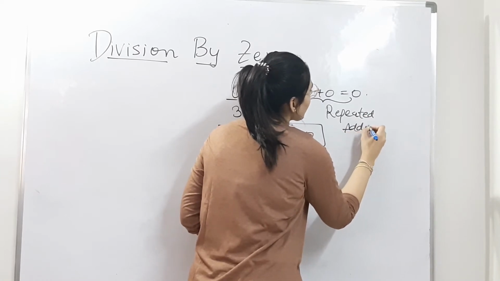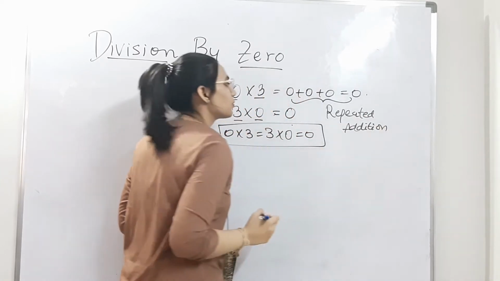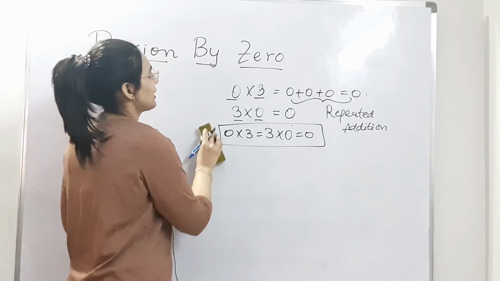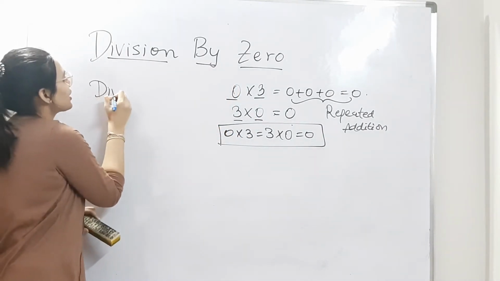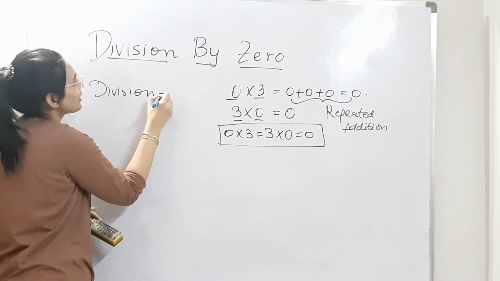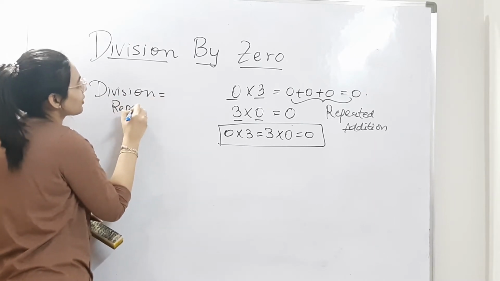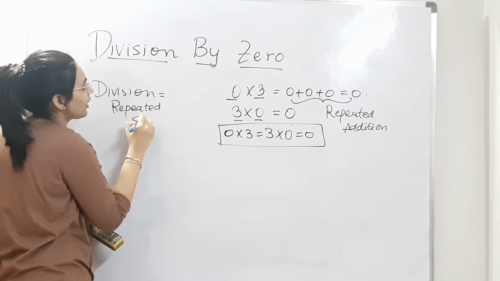And we term this multiplication as repeated addition. So what happens if we divide a number by 0? Let's see that. Since multiplication is repeated addition, division is repeated subtraction. That means we are dividing a number.